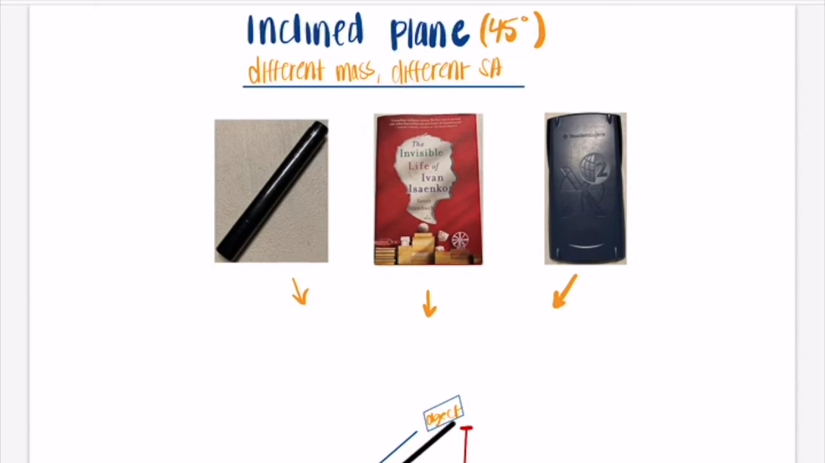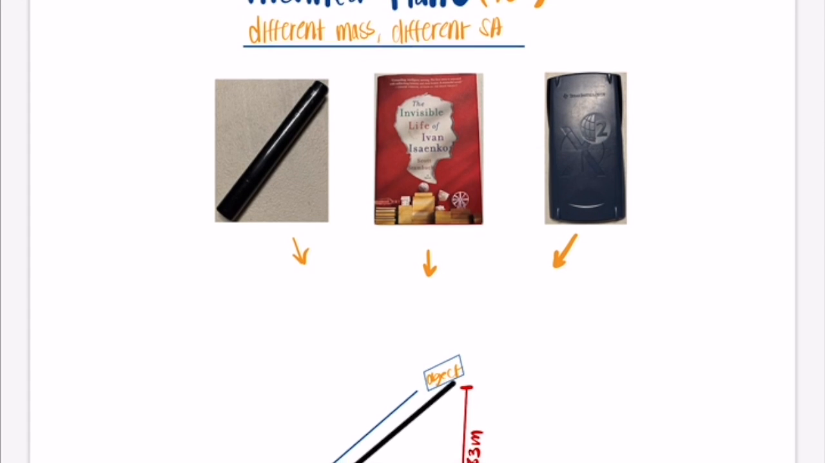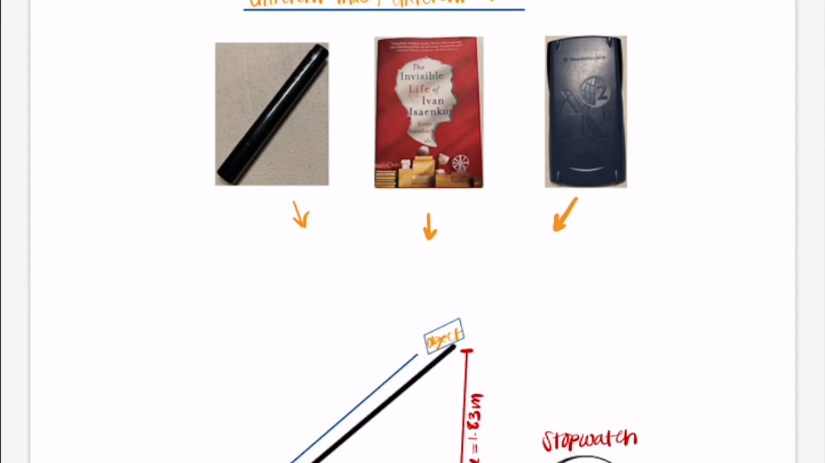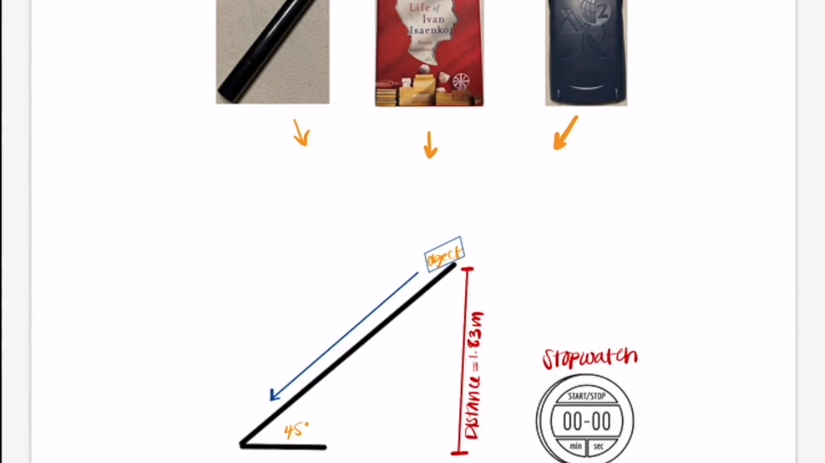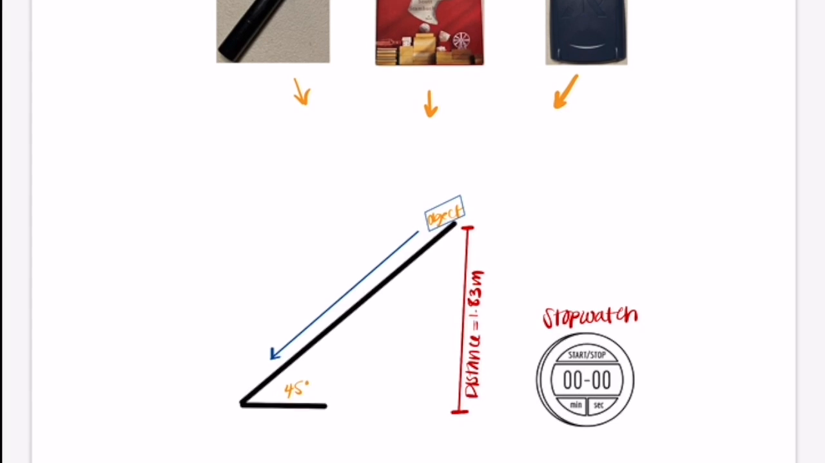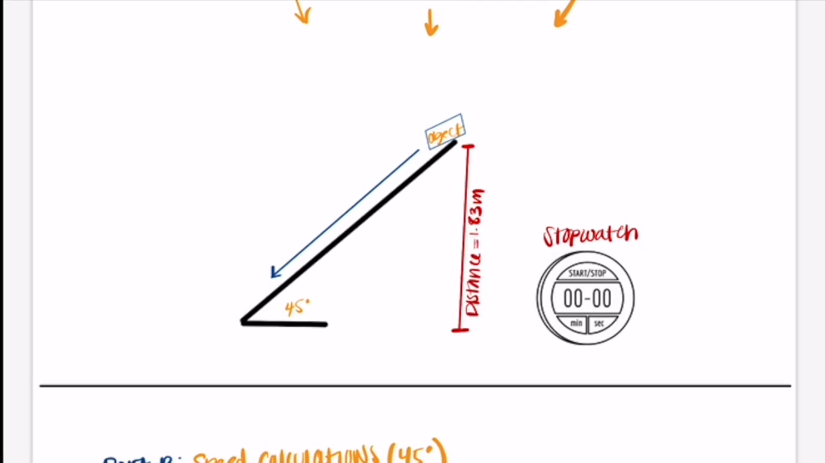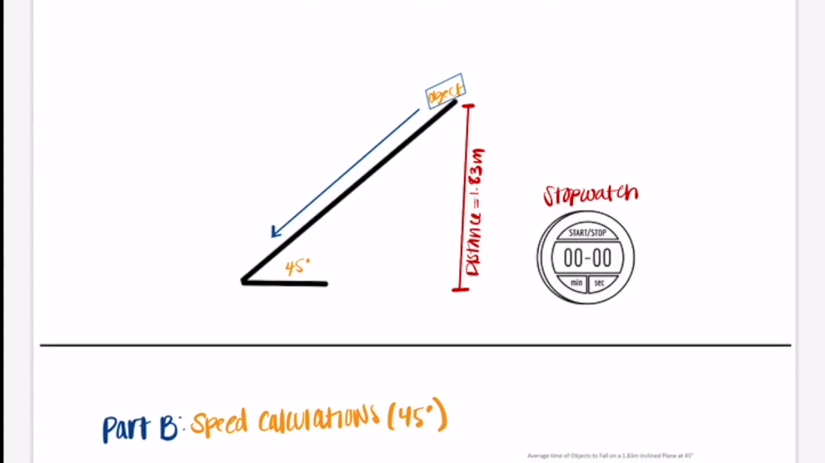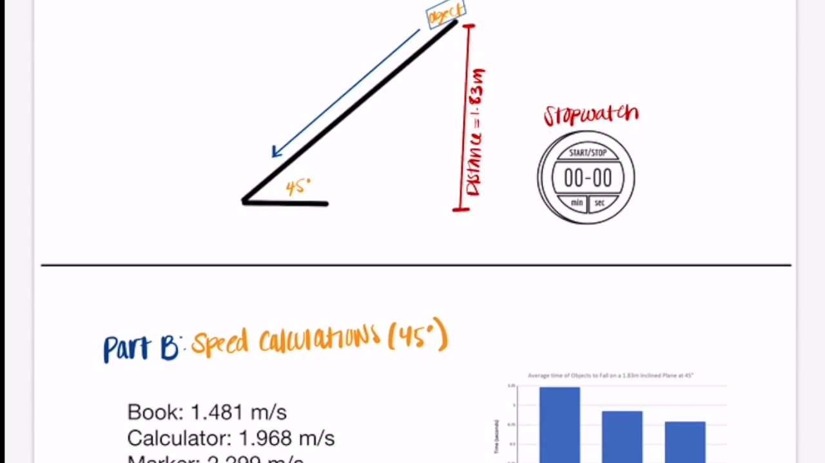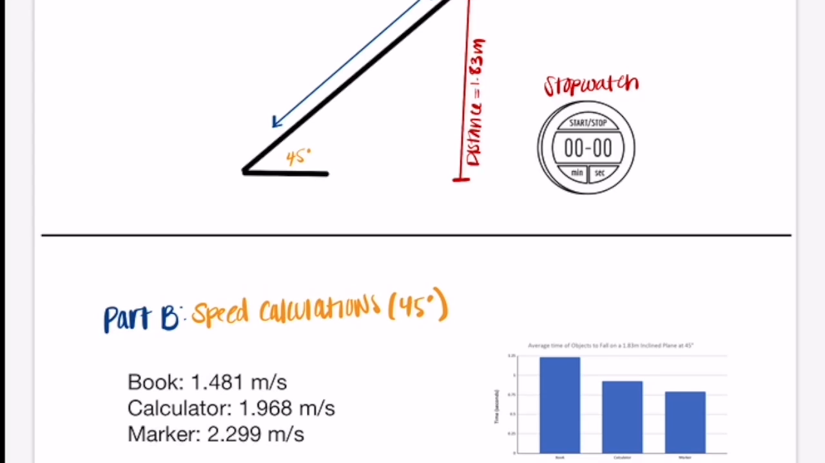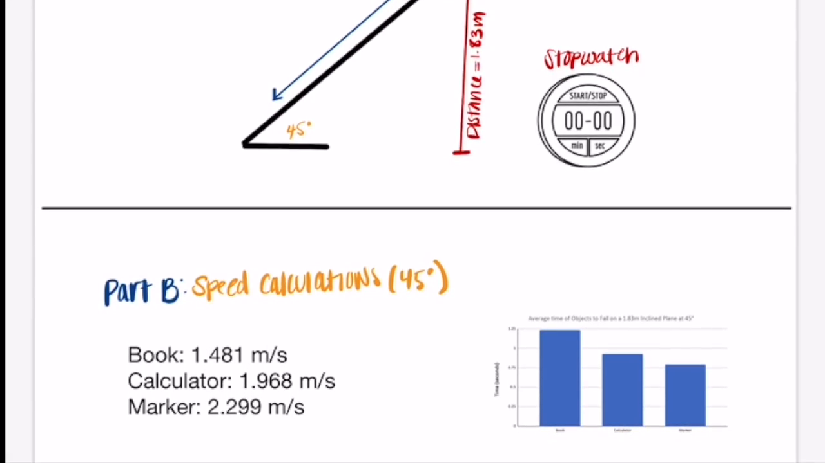For the second part of this experiment, we followed the same procedure as part 2A, and we dropped all three objects from an inclined plane set up at 45 degrees. The speed calculation for the book was 1.481 meters per second. For the calculator, it was 1.968 meters per second, and for the marker, it was 2.299 meters per second. Looking at the graph on the right, we can see that the book took the longest to drop, the calculator took a little less time, and the marker was the fastest.